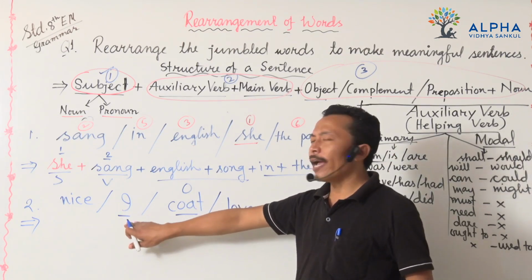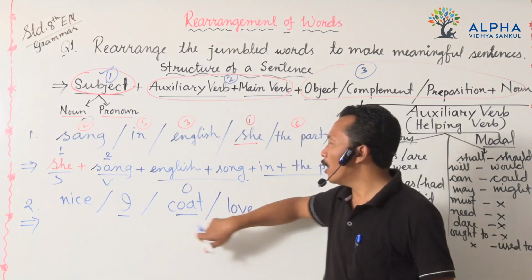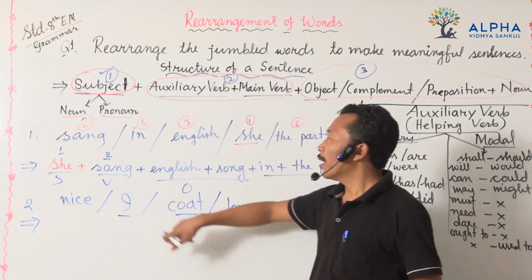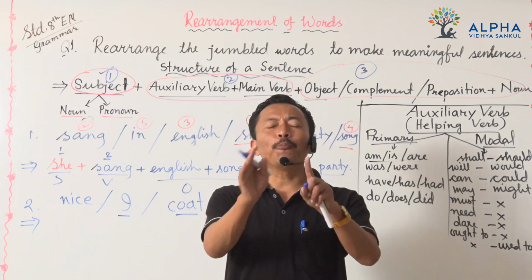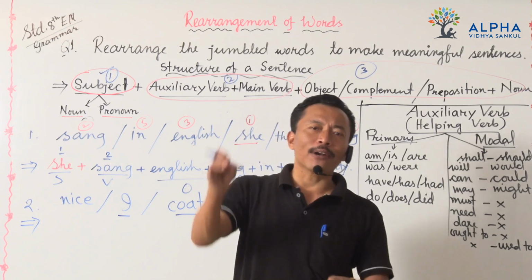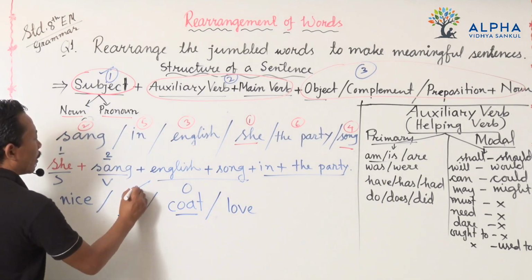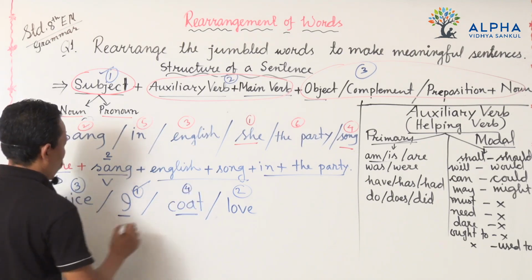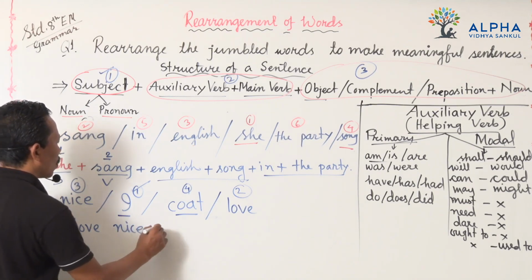If I use I as a subject, see, I is the subject, next verb, love. I love. What do I love? Nice coat. I told you that nice is an adjective and coat is a noun. If you find an adjective with a noun, try to put the adjective in front of the noun. Here I is the right answer. Here I is 1, love is 2, nice is 3, and coat is 4. I love nice coat.